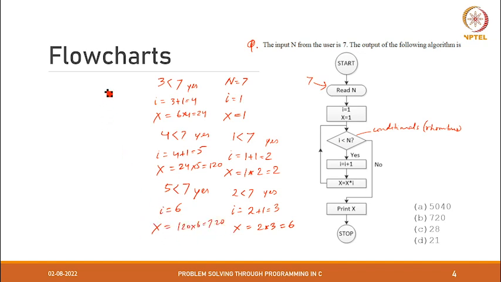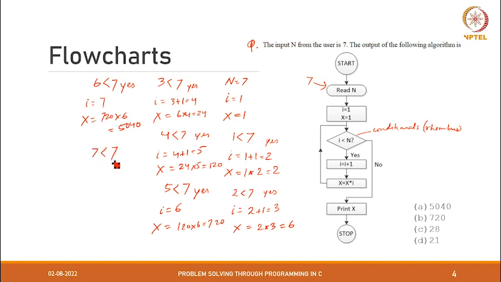And now i value is 6. It will check, it is still less than 7. Yes, so i will become 7. Now x will become 720 into 7, that is 5040. Now i value is already 7.